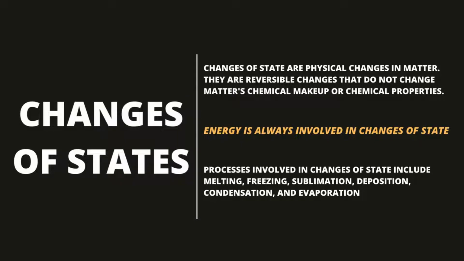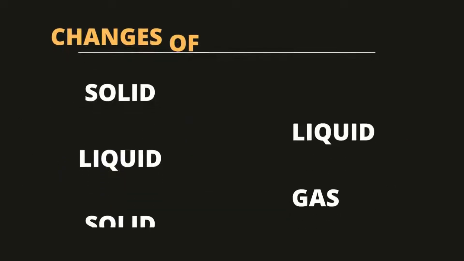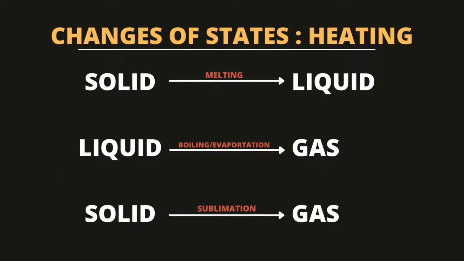Changes of state are physical changes that are reversible and do not change chemical properties. The processes associated are melting, boiling, sublimation, solidifying, condensing, and deposition. In these changes, energy is always involved. These types of changes are caused by heating.